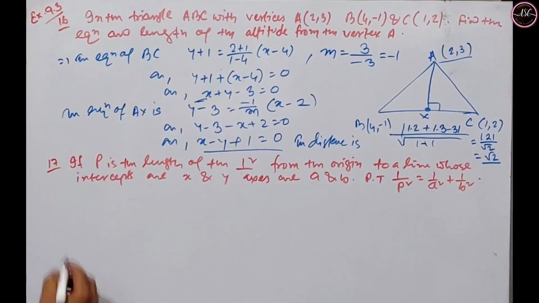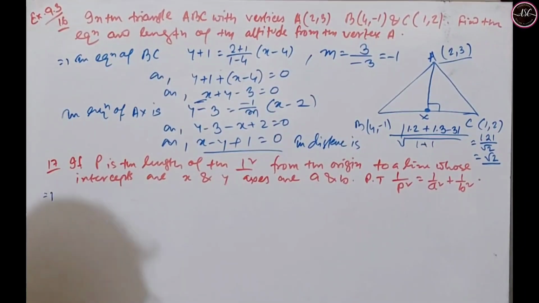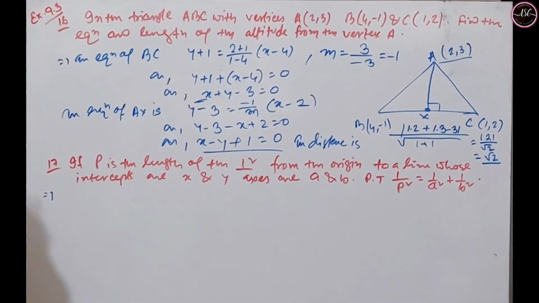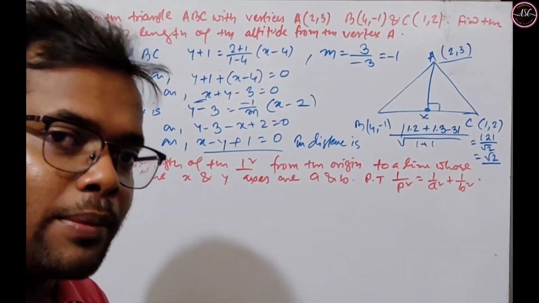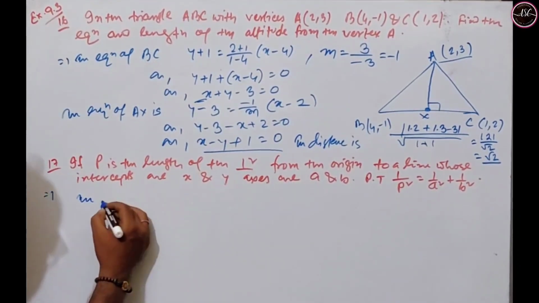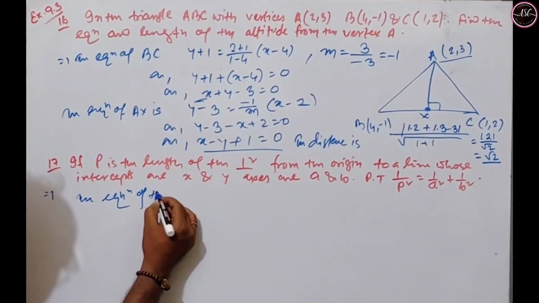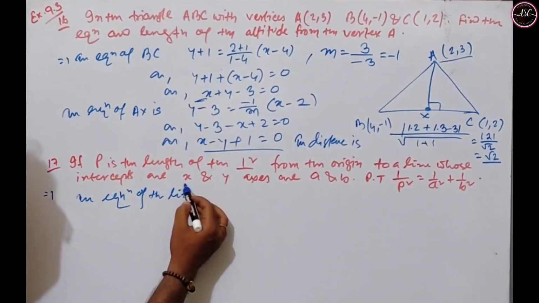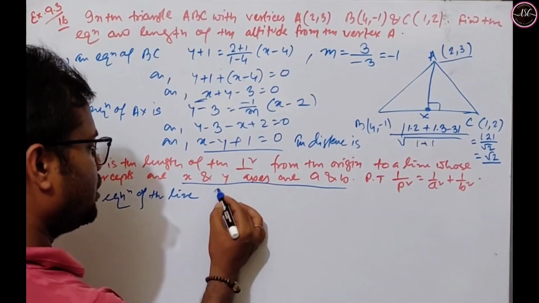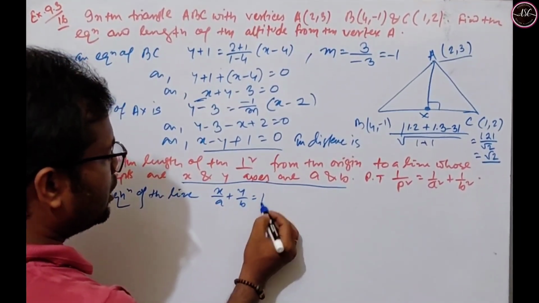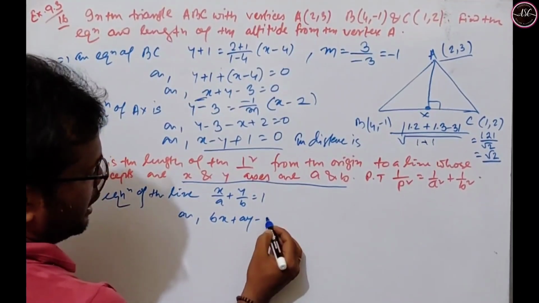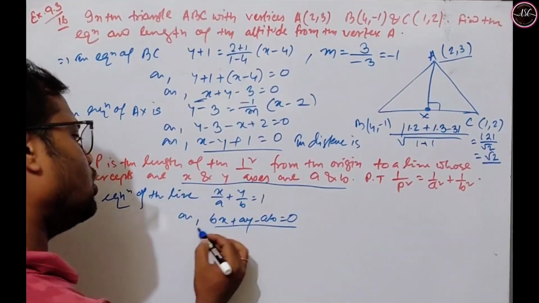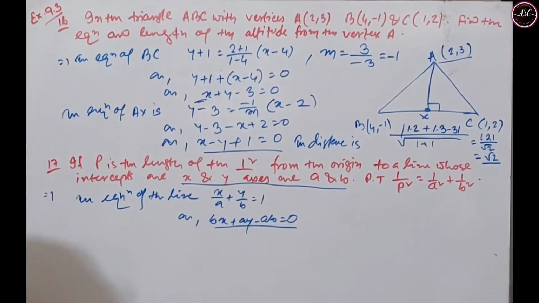Okay. And now for this: if p is the length of the perpendicular from the origin to a line whose intercepts on the x and y axes are a and b, prove that 1 by p square equals 1 by a square plus 1 by b square. So the equation of the line whose intercepts on the x and y axes are a and b is x by a plus y by b equals 1. Just solving this, we get bx plus ay minus ab equals 0. So this is the equation of the line.